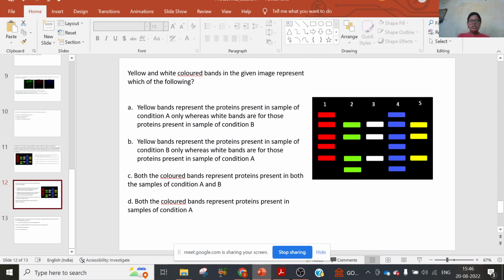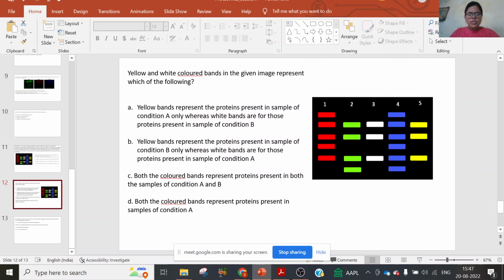Now, this is a follow-up question for the previous question. Yellow and white colored bands in the given image, lanes 3 and 5, represent which of the following? Option 1: yellow bands represent the protein present in samples of condition A only, whereas white bands are for those proteins present in samples of condition B.